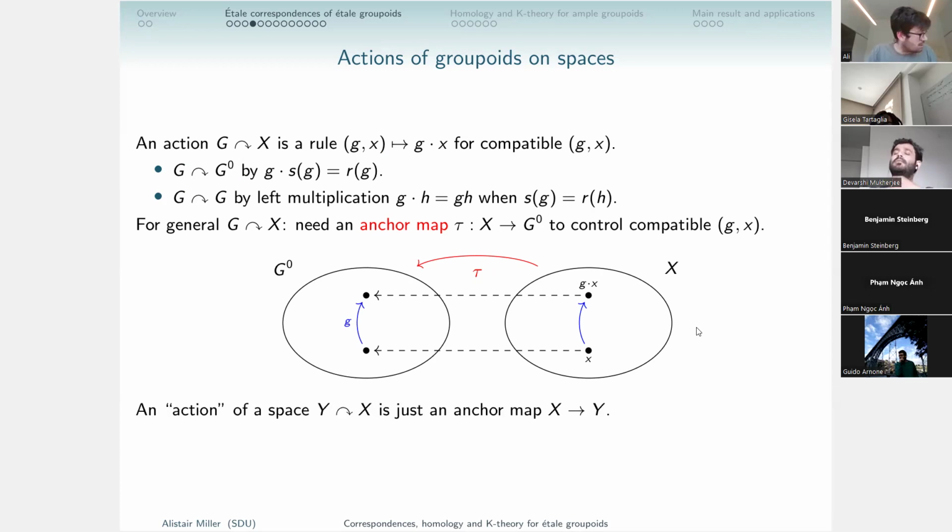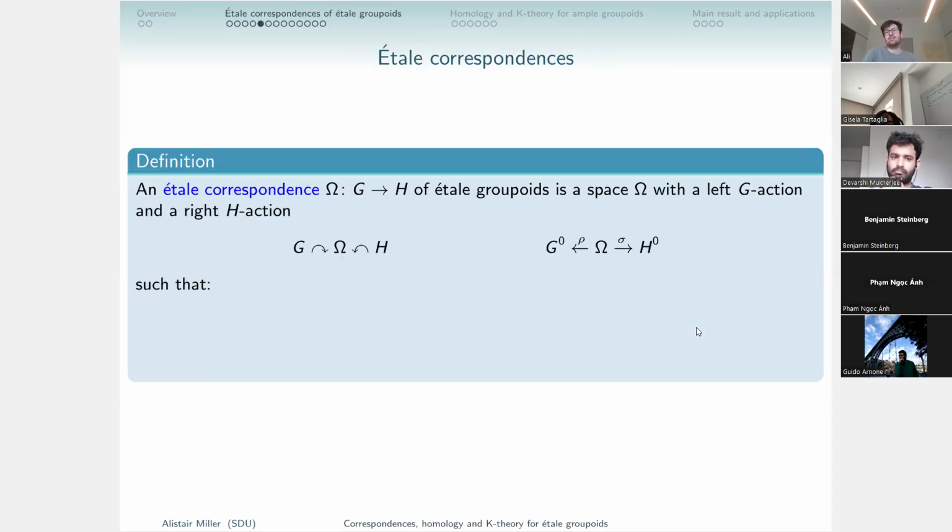What this means is that I've just accidentally defined what it means to be an action of a space, because spaces are groupoids. And it turns out what I mean by that is I just have a map over the space Y that I'm acting with. So an action of a space means that you fiber over that space in this context. All right. So I did this because now I can give you the definition of a groupoid correspondence or an étale correspondence.